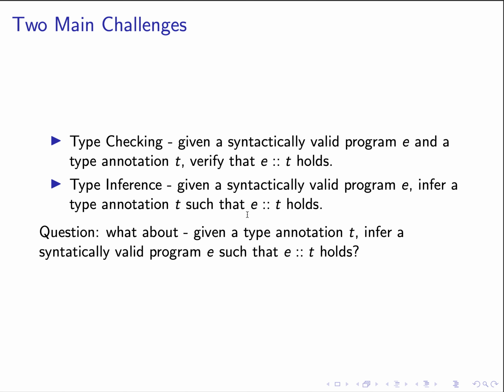So here comes the third question: what if the programmer is able to produce just the type annotation T, can some sort of system infer a syntactically valid program E such that E would match up with the type T? This is related to another topic called the Curry-Howard isomorphism, which is beyond the discussion in this class. Readers or learners who are interested in this topic can do some research on your own.